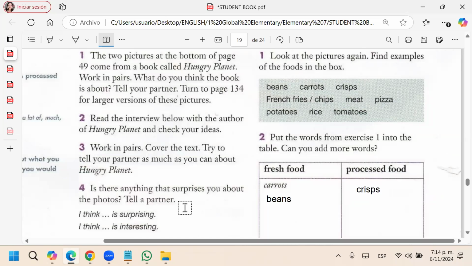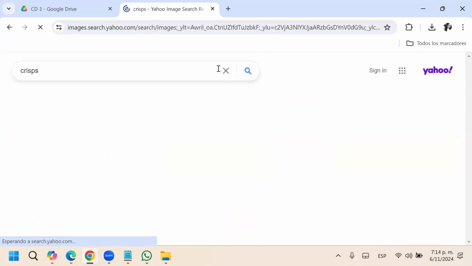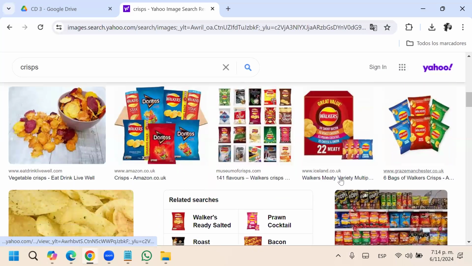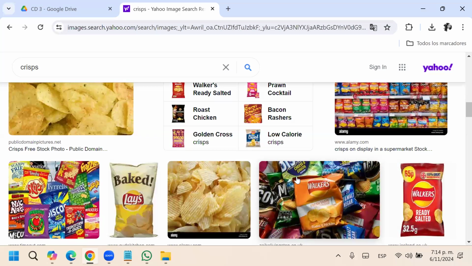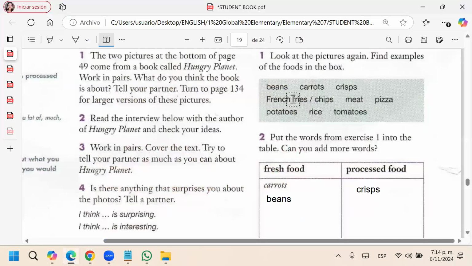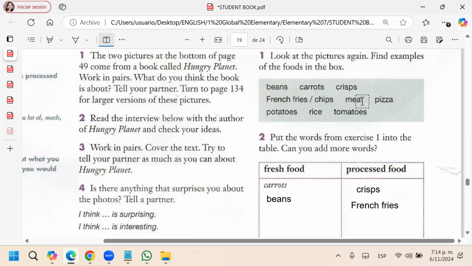The crisps are these ones here, like Lay's, Doritos. These crisps, it's the chips. Then we have French fries. French fries or chips? Processed. French fries here. Meat.